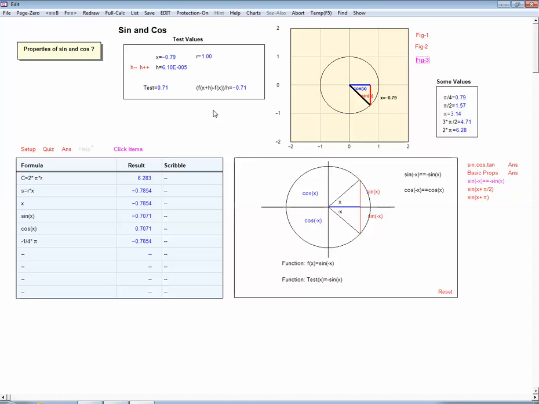In this video we're going to talk about sine and cosine. Before we do that though, we have to review a little about angle measurement in radians. So what do we mean by a radian angle measure?